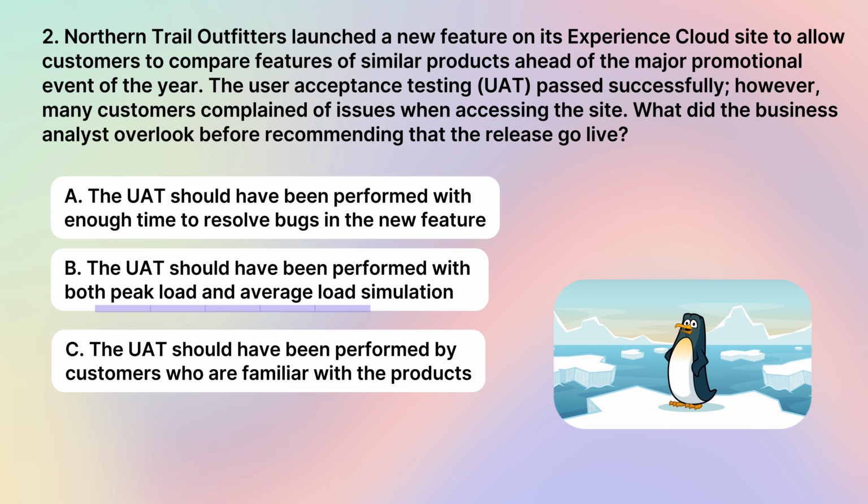A is incorrect because it suggests that the issue was related to not having enough time to resolve bugs, which may or may not be the case. The primary issue may have been related to performance or accessibility, rather than bugs that needed to be fixed. C is also incorrect because it suggests that the issue was related to customers not being familiar with the products, which is unlikely to be the case if the UAT passed successfully. The issue is more likely to be related to the site's performance or accessibility under peak load conditions.